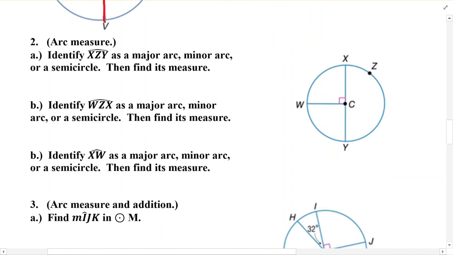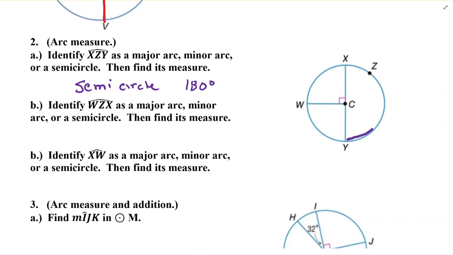In the next problem, we're going to identify the arcs as a major arc, minor arc, or semicircle, and then find the measure. So the first one is asking us to find XZY, which means we start at X, go through Z to Y, and that's a semicircle. And a semicircle is half the circle, so it's 180 degrees.